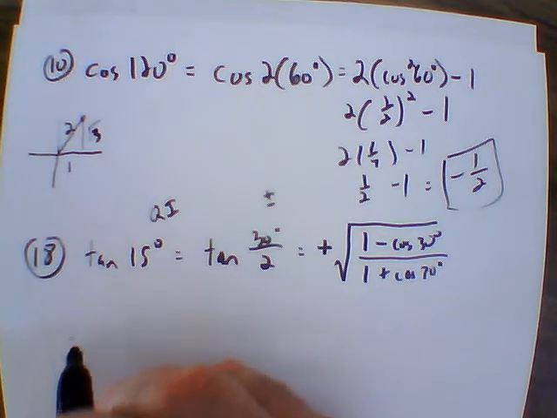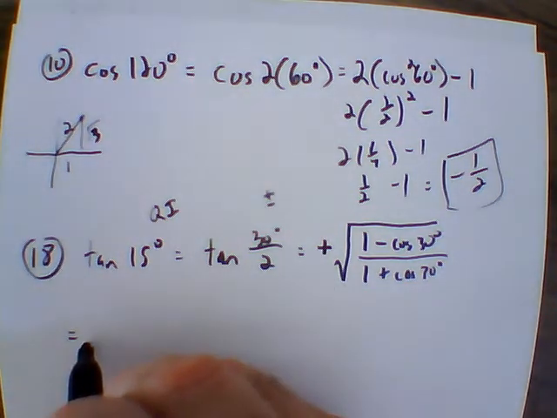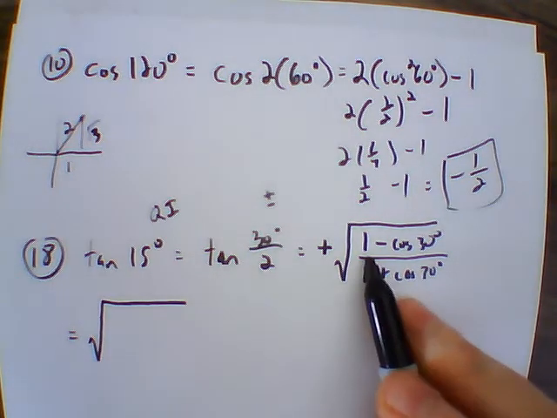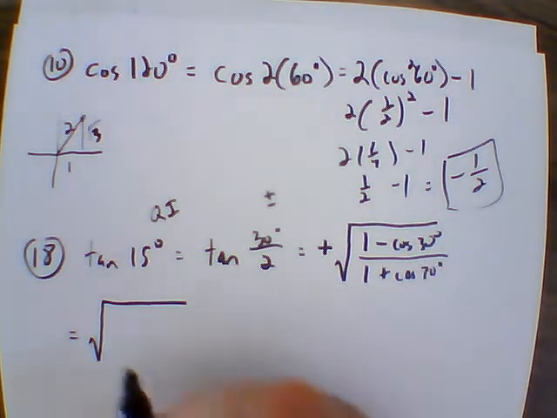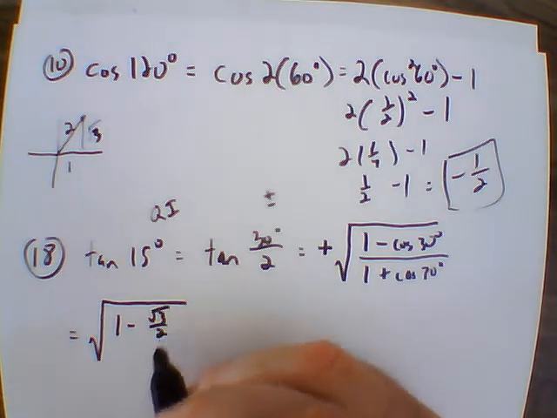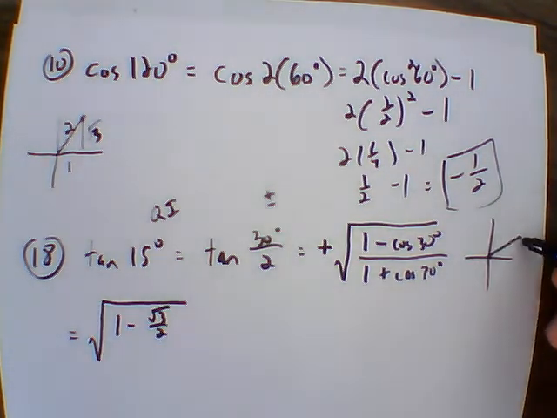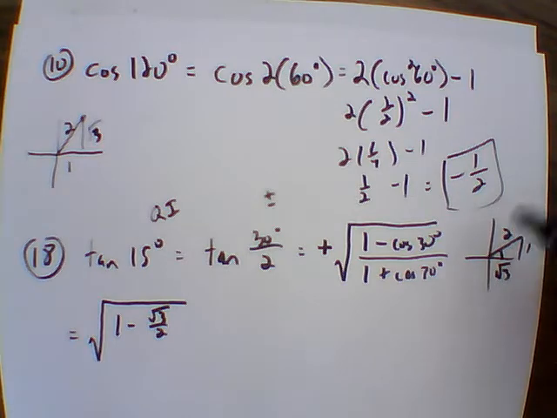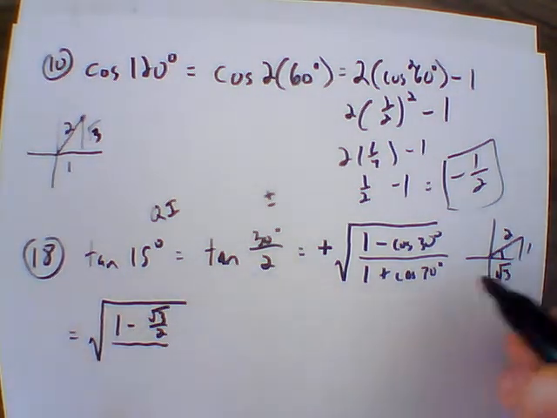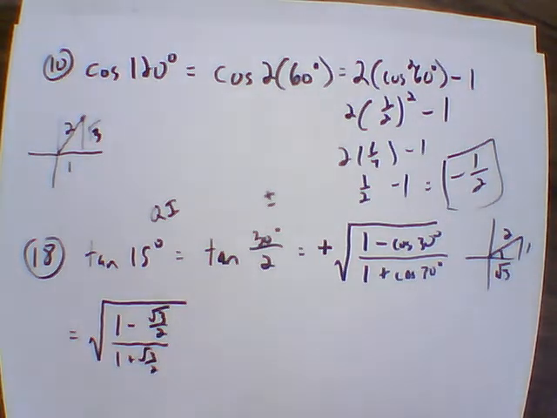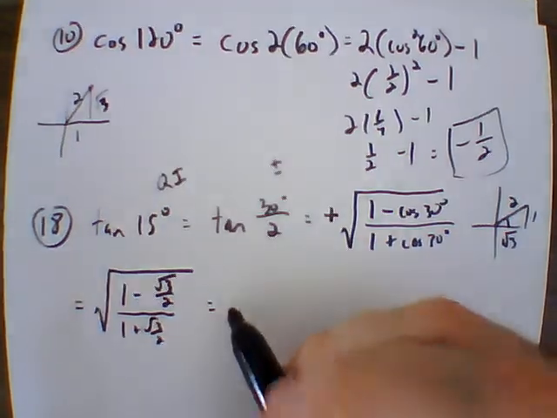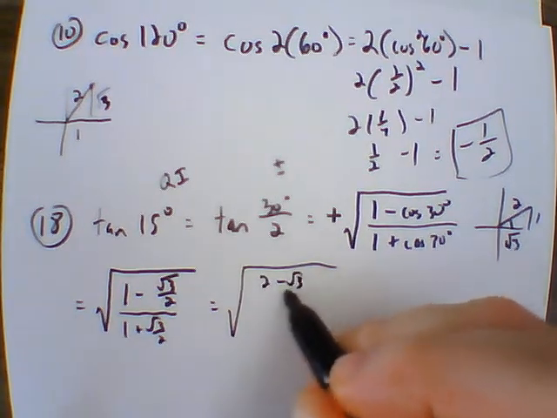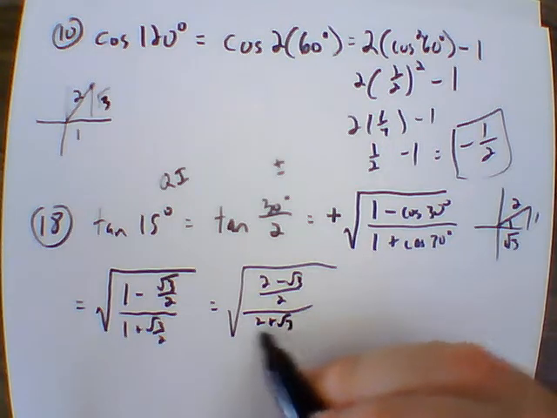So here, now we can drop off that plus sign in front because we don't need it. 1 minus cosine of 30 degrees is root 3 over 2. Once again, cosine is x over r, so root 3 over 2. And then over we have 1 plus root 3 over 2. So on this one here, notice we get the square root. We have 2 minus root 3 over 2 all over 2 plus root 3 over 2.